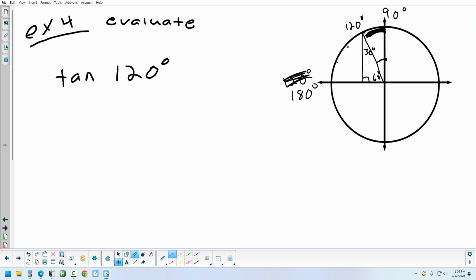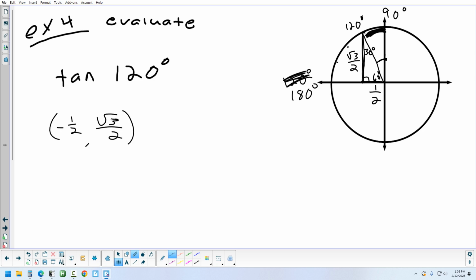In the 30, 60, 90, remember you got the short and the long. What's the length of the short side? 1/2. It's always the 1/2. And what's the length of the long side? Square root of 3 over 2. Now, we're in quadrant 2. So how would you write the coordinate? Negative, positive.